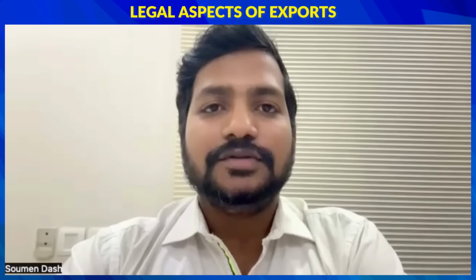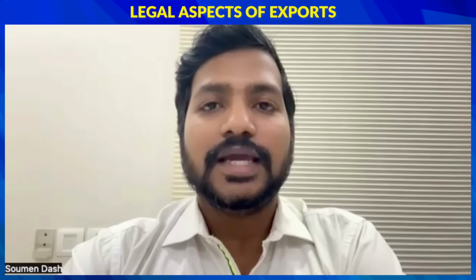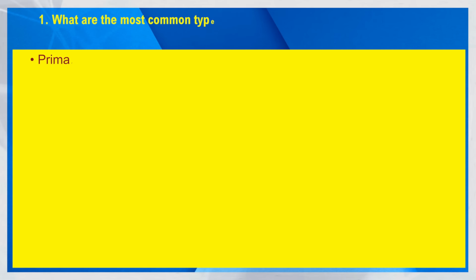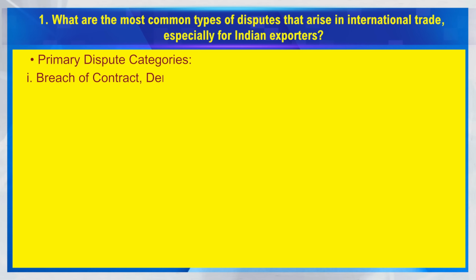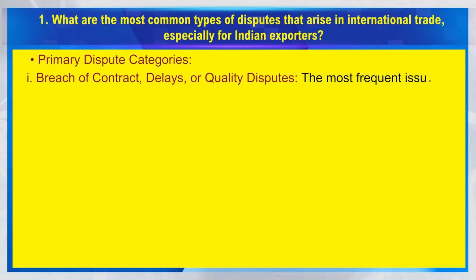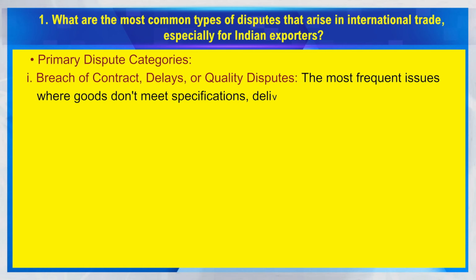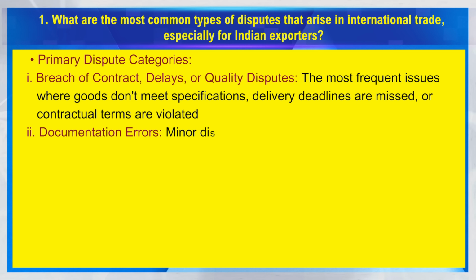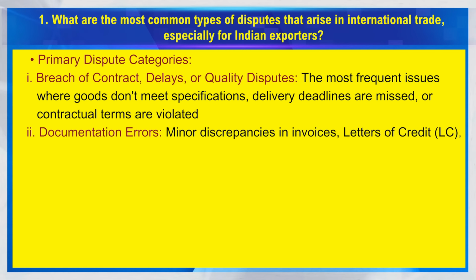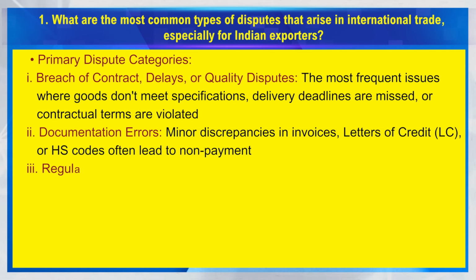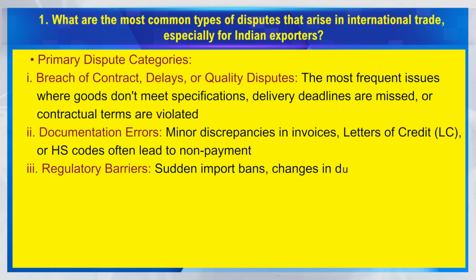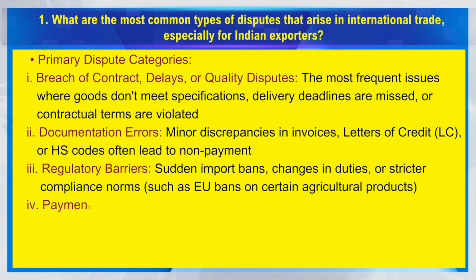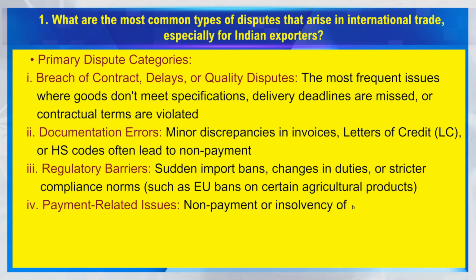Coming to the first question, what are the most common types of disputes that arise in international trade, especially for an Indian exporter? Well, primarily, I would say it's always breach of contract. Now, breach of contract can be for n number of reasons. I would say most common would be that there are quality issues, or there is a delay in the timeline, or there are documentation errors, like there could be some error in the LC, or some error in the escrow account, or the HS codes that have to be maintained are not maintained correctly.